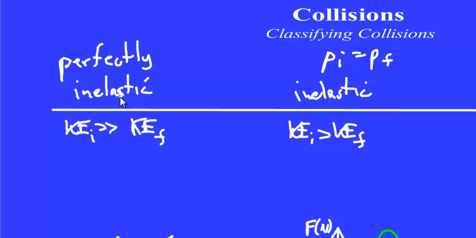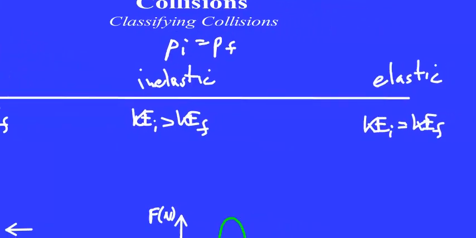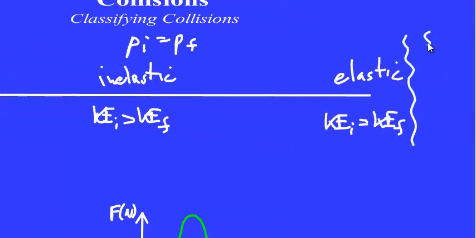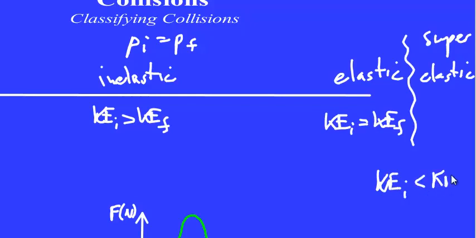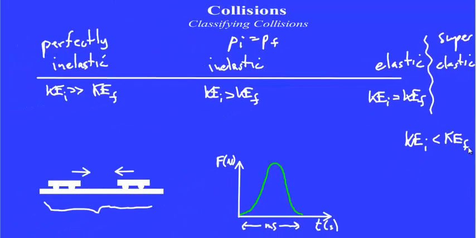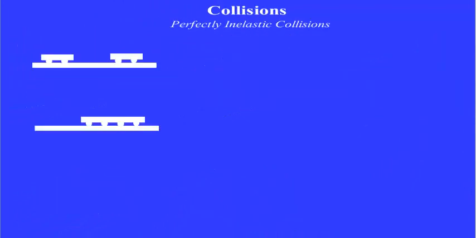Okay, so we have three different types of collisions. You actually might have a fourth type here, which is not an official category: super elastic collisions, where the kinetic energy at the end is greater than at the beginning. That's not an official category, but I can give you an example of that in class. All right, let's delve into collisions a little more closely, one at a time.